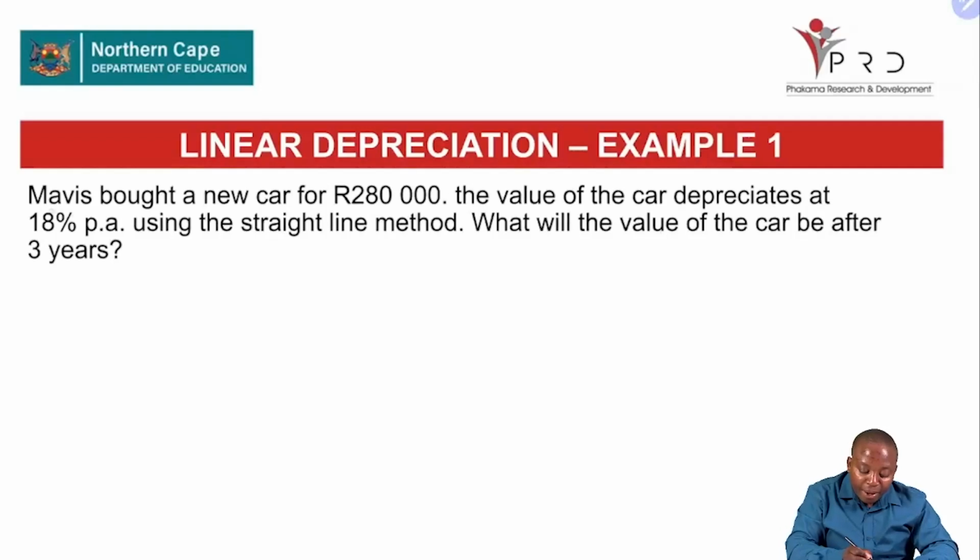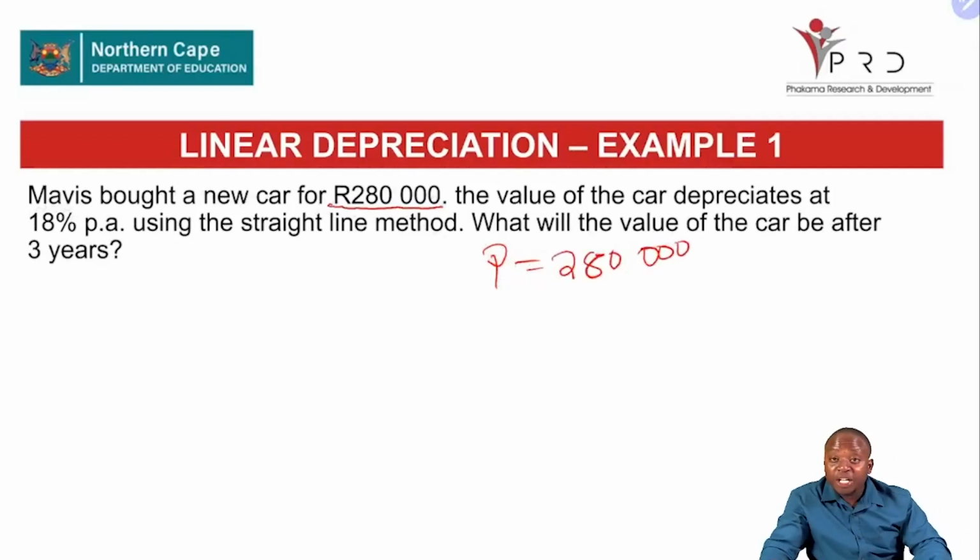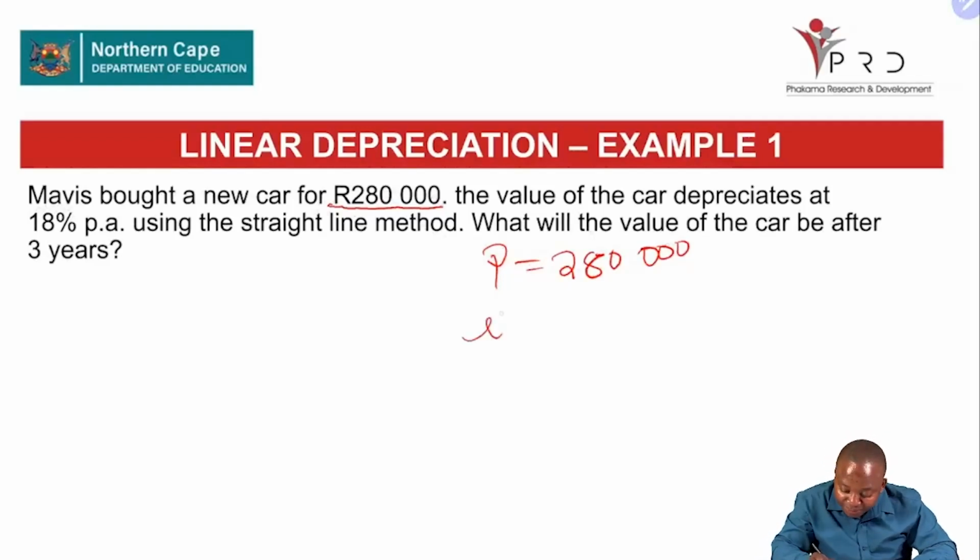Number one, Mavis bought a car for 280,000. So I am buying the car in the present. I'm buying the car right now. So the present value of this is 280,000. That's how much I bought it for. The value of the car depreciates at, so we have our i there.